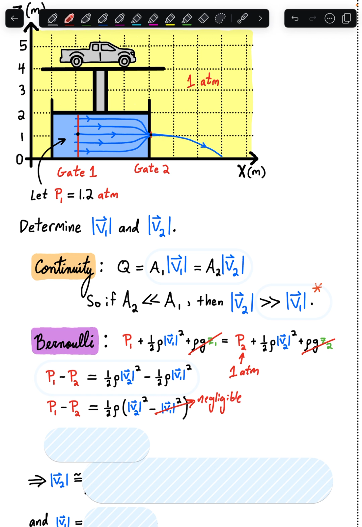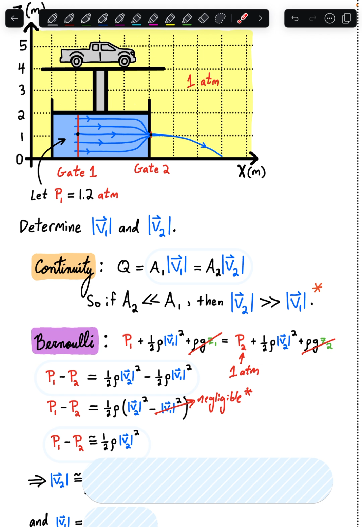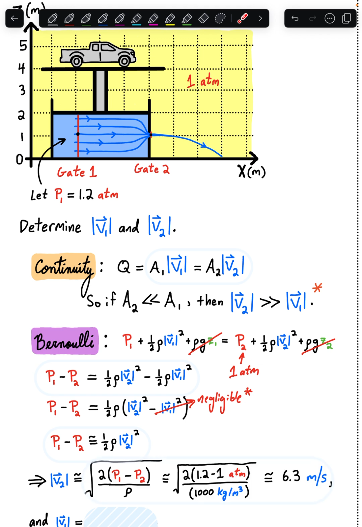compared to V2 squared. So we'll drop that term and then finish solving for V2 and find that it can be given by the difference in those pressures and taking the density of our fluid into account. If it's water, the density would be about 1,000 kilograms per cubic meter.